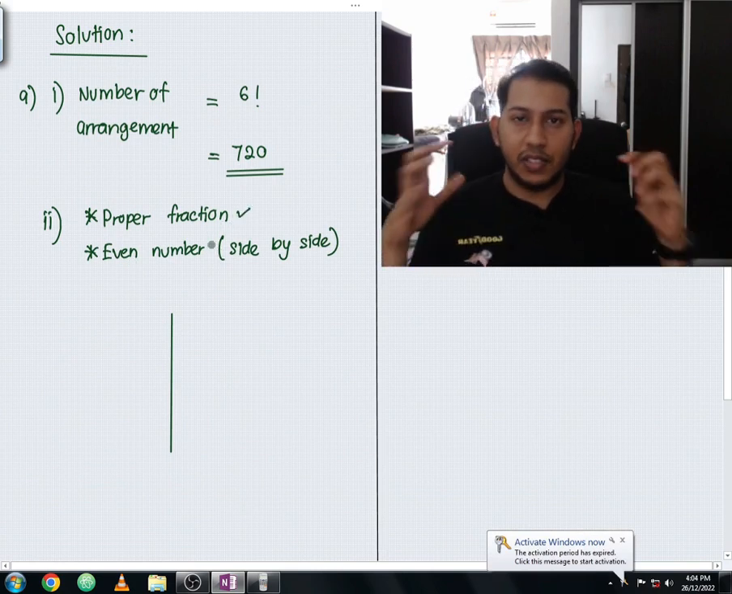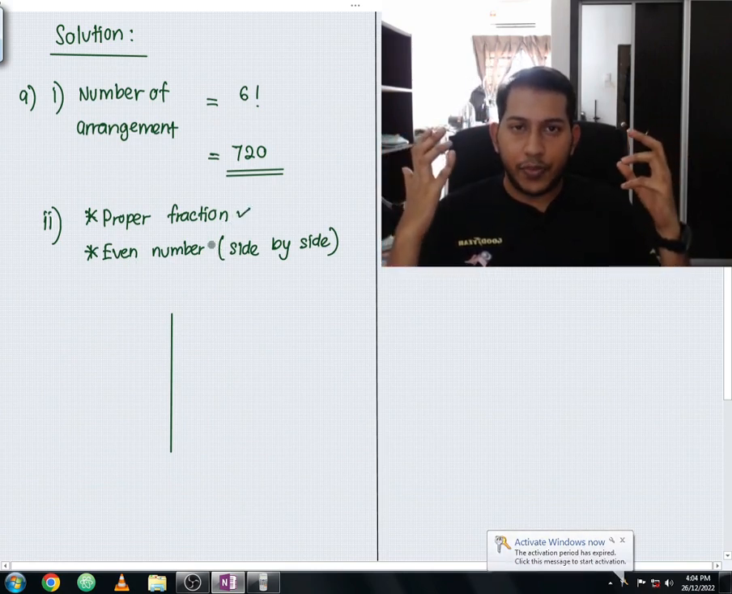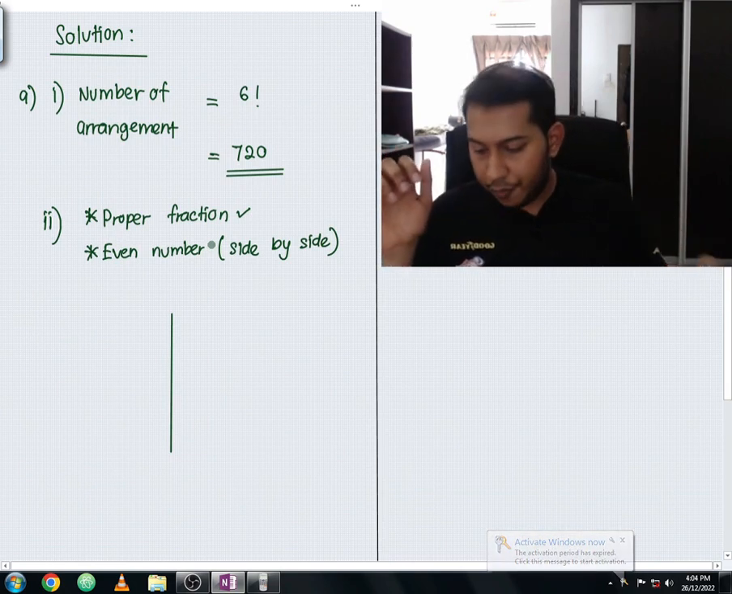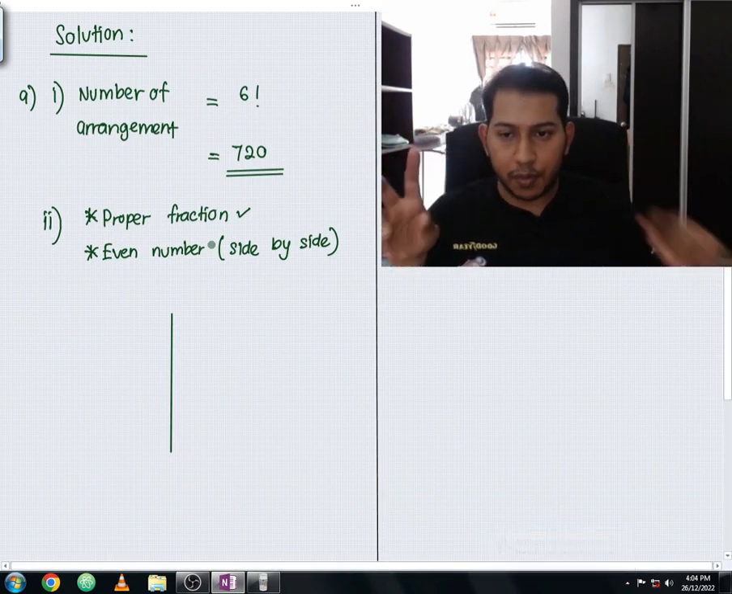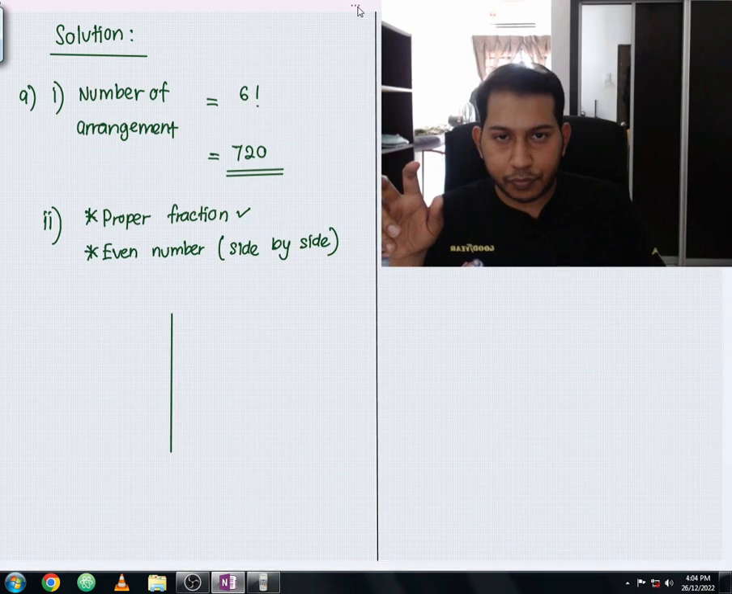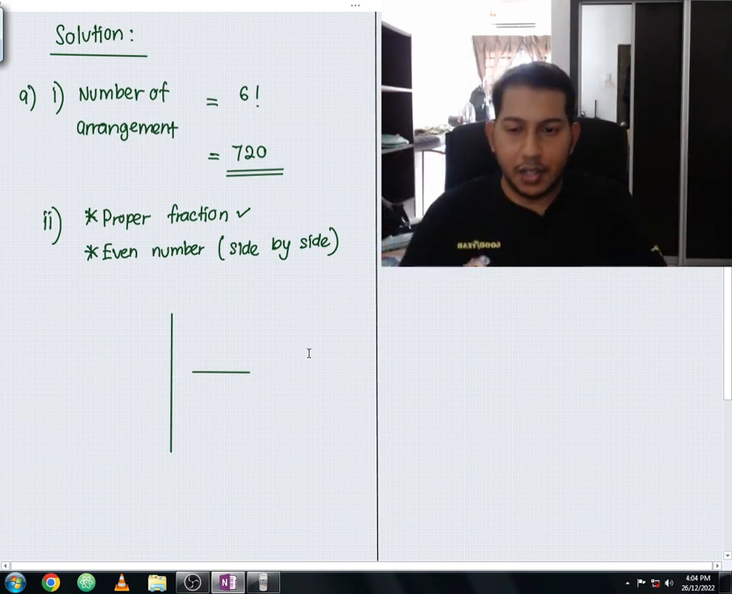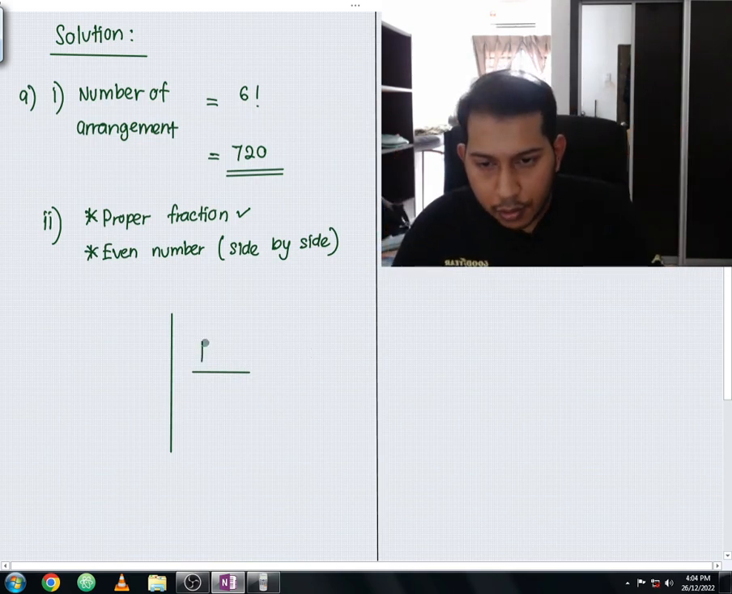So what are the possible proper fractions that you can form? You can form two types of proper fraction. The first one, as you all know, out of the four cards you can form two cards as the numerator and then two cards as the denominator.